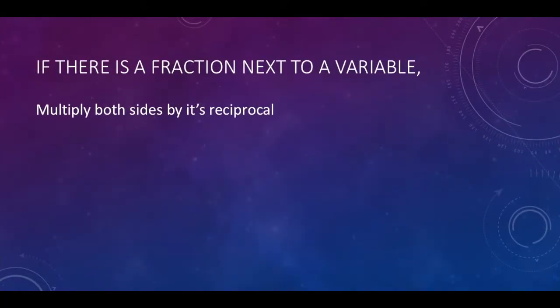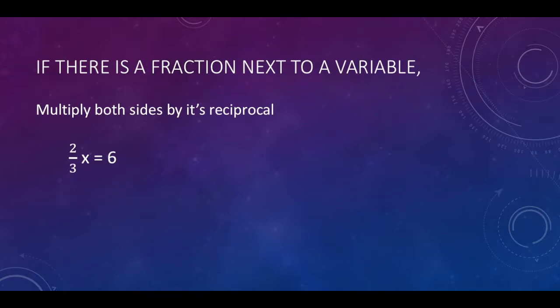If there is a fraction next to a variable, you can multiply both sides by its reciprocal. So it's still just one step. In this example, we have 2/3 times x. That is only one operation. We're multiplying that fraction to the variable, correct?